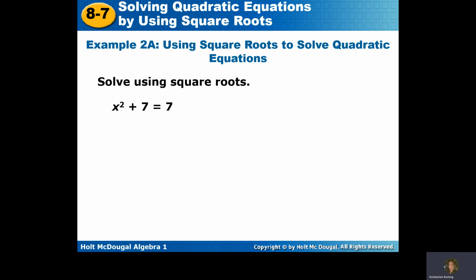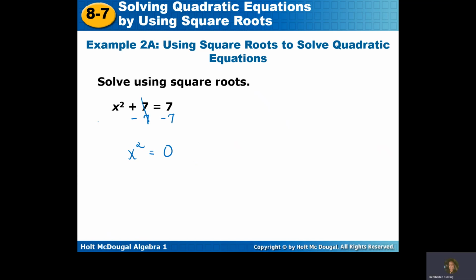Do I take the square root of both sides just like this? What should I do? Yeah, subtract 7 from both sides. I want to get x squared by itself. Okay? I want to isolate x squared. So I'm going to subtract 7 from both sides like so. And I get that x squared equals 0 in this case. 7 minus 7 is 0.